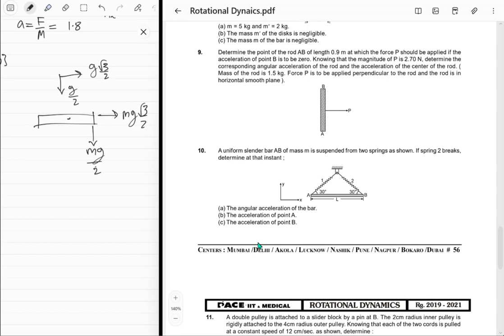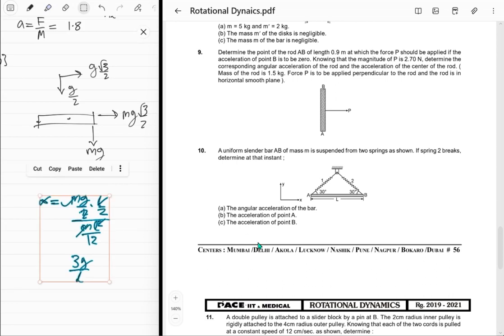So what's our angular acceleration? Angular acceleration will just be equal to mg upon 2 times L upon 2, upon ml squared upon 12. Yes, L cancels. 12 goes on the top. 6g upon, what am I doing? That's 2 over here as well. Actually, it should be in that case 3g. So 3g upon L. So angular acceleration is 3g upon L.